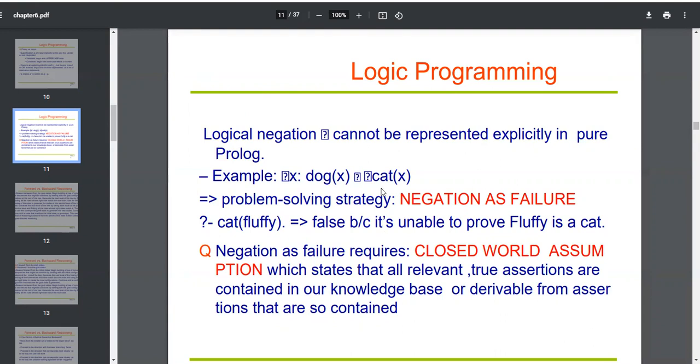What is negation? Negation means you need to represent that something is explicitly false. So when you want to represent something as false by default, then negation should be used. That is, fail should be used.